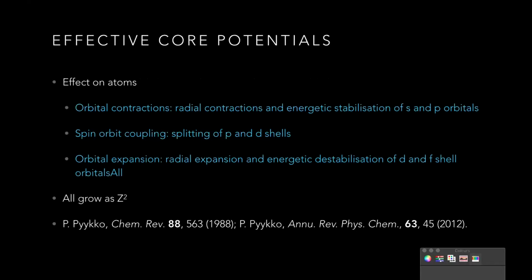So we have this radial contraction and energy stabilization of the S and the P. You also have spin orbit coupling effects in P and D shells. And you also get an orbital expansion and energetic destabilization of D and F orbitals. And all of these effects will grow as Z squared, so they become more and more important as you go down the periodic table.